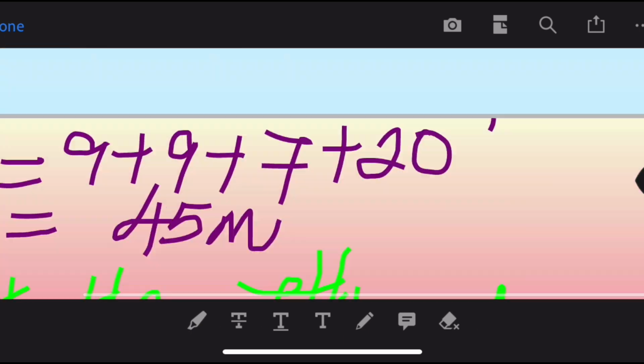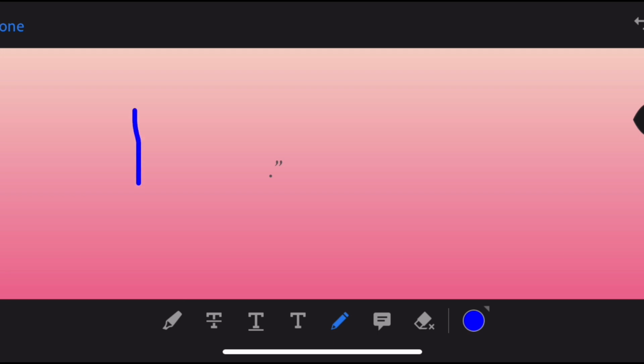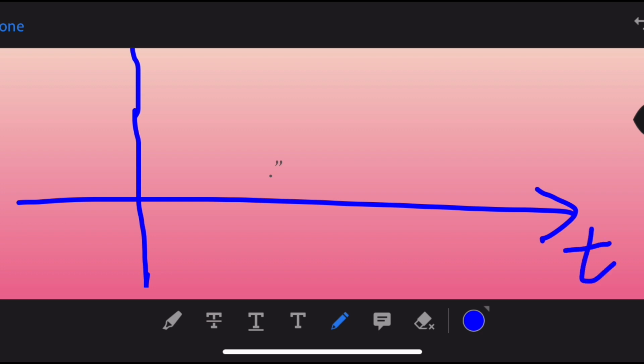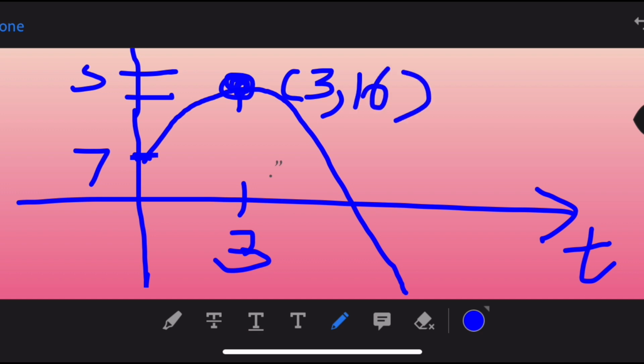Alright, so actually maybe some of you would like to sketch a graph in terms of a quadratic function, right? If you want to sketch a graph of a quadratic function, it will be something like this. This is time and this is displacement. You start with 7 here, it will go to 16, then it will go, here is 3, the highest point is 3 and 16, right? So you have to label in meter. So this is 16 meter, this displacement, this one is 7, you go back to origin.